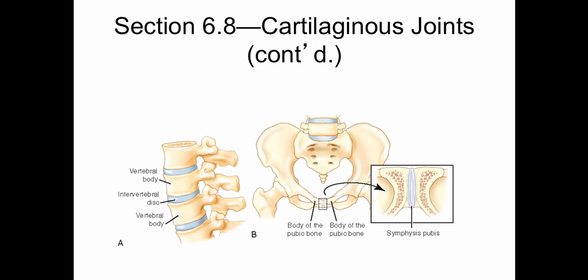In symphysis joints, fibrocartilage in the form of a disc unites the bodies of two adjacent bones. For example, on the left, the diagram shows the joints between the vertebrae. You can see the intervertebral disc. The photo on the right shows the symphysis pubis, where we can see there is also cartilage there between the bony structures.